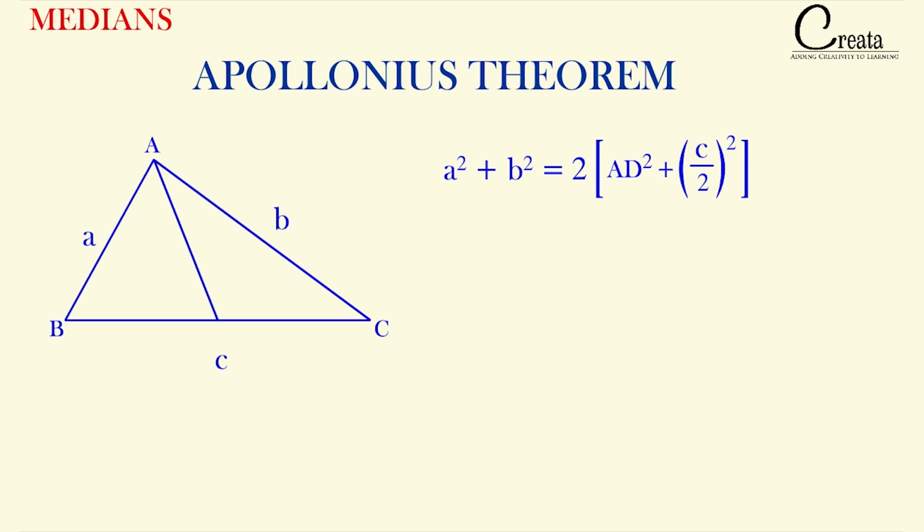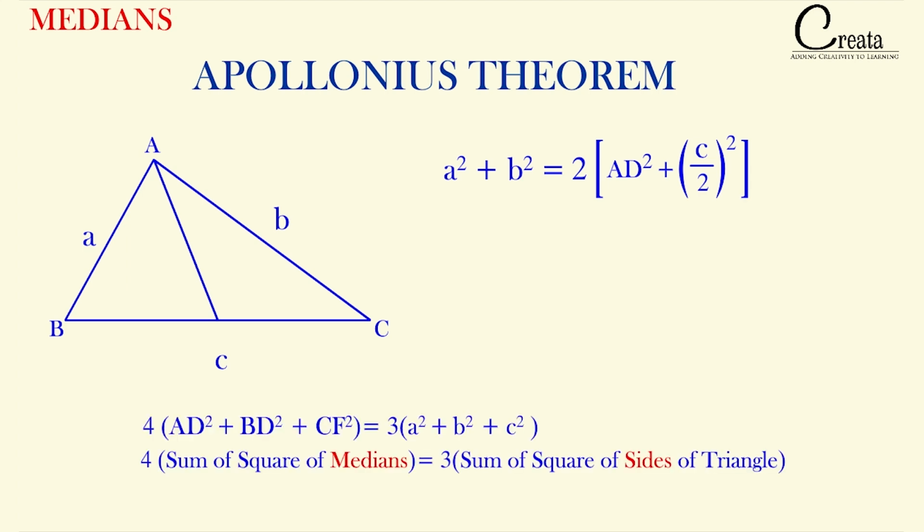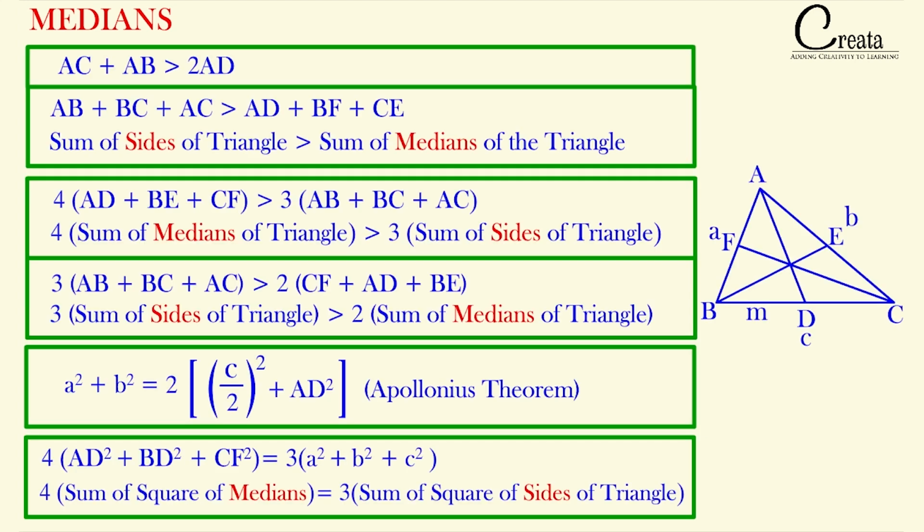Based on this Apollonius theorem, we can derive the formula, that is 4 times the sum of square of medians is equal to 3 times the sum of square of the sides of the triangle. We are not going into the proof of this theorem or the formula, we are just doing the summary. So we are just listing down the formulas and the fundamentals. Okay, got it? So these all are the relations between the sides of the triangle and the medians of the triangle.